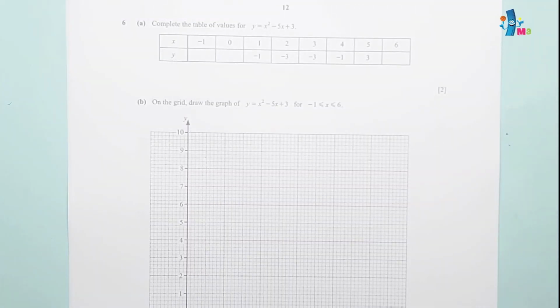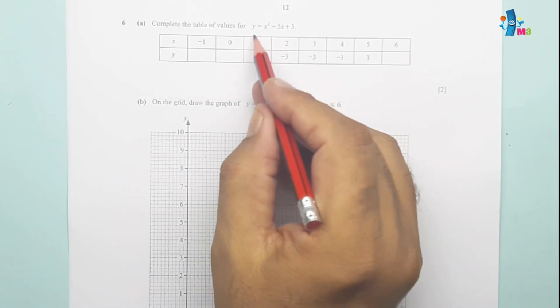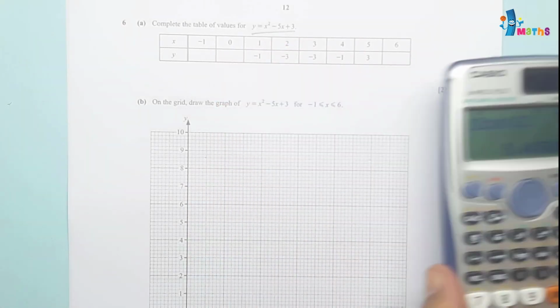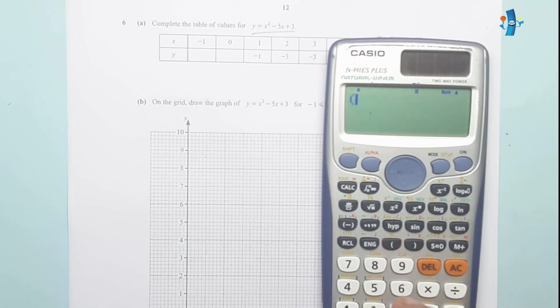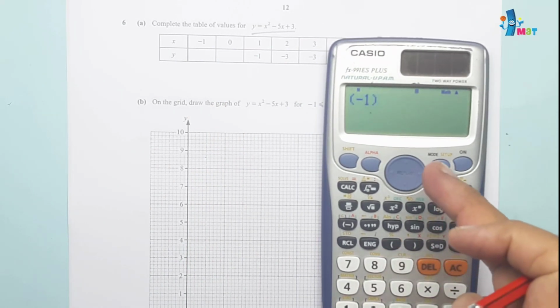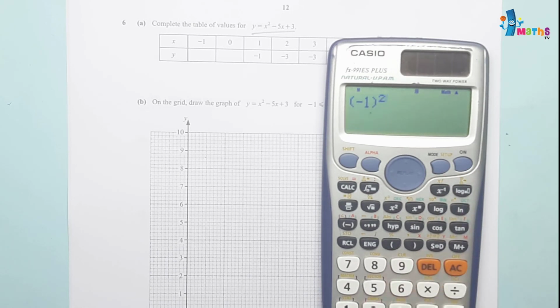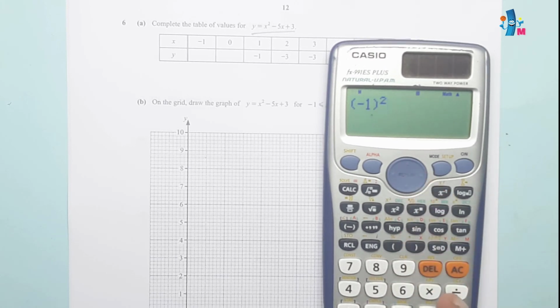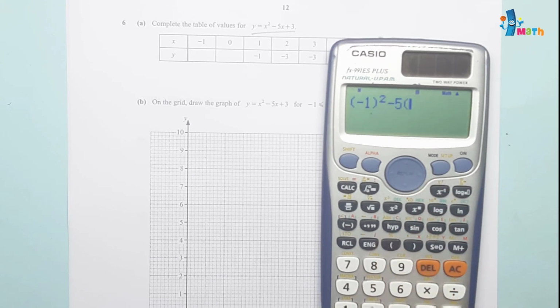Question number 6. Complete the table of values for this equation which is given. So we'll just replace x with -1 in this. So this will be -1 squared, -5 into -1 and +3, and this will be equal to 9.